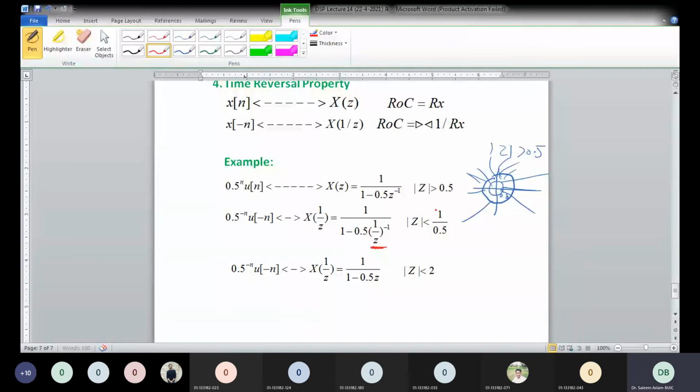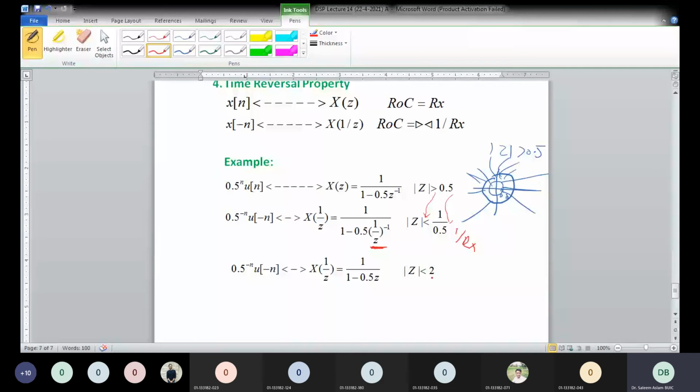So what will happen in the region of convergence expression? Here this would be 1 by Rx, and the one that was greater will convert to less. So if you have a right handed sequence, then that would be left handed and your ROC will be 1 by Rx, and in our case Rx is 0.5. So 1 by Rx is 1 by 1 over 0.5, which is 2. So z mod greater than 0.5 would change to z mod less than 2.